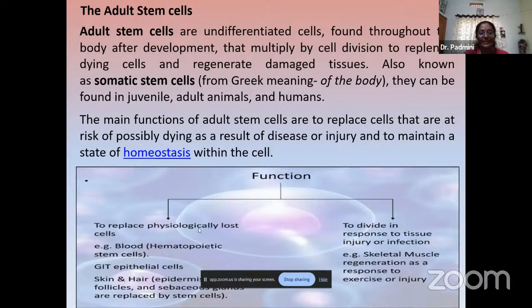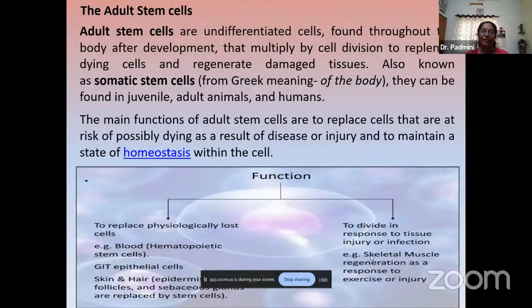Then, of course, the skin and the hair, because the old skin is lost and new skin has to be replaced. On average, we tend to lose 100 hair strands every day. All those hair strands have to be replaced every day, so adult stem cells come into use there. They also divide in response to tissue injuries and infections, for example, in skeletal muscles, regeneration as a response to exercise or injury.